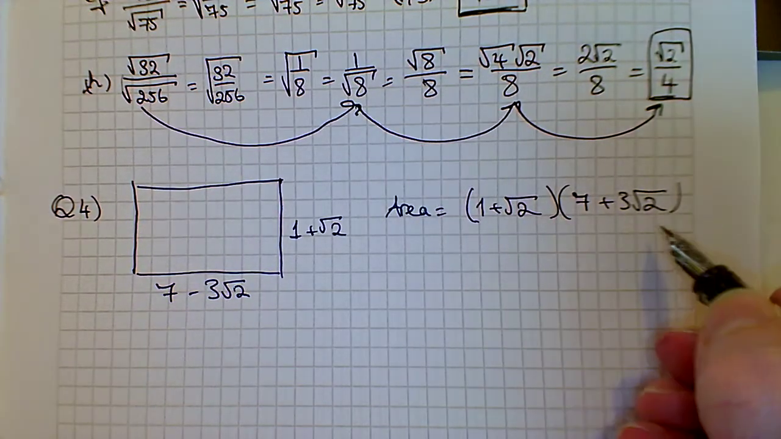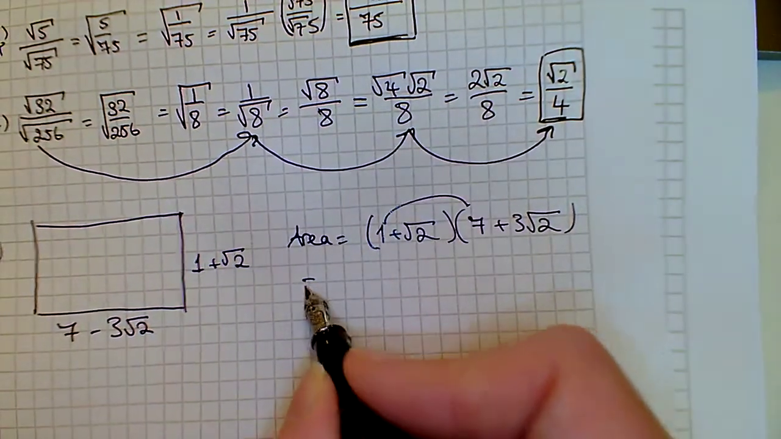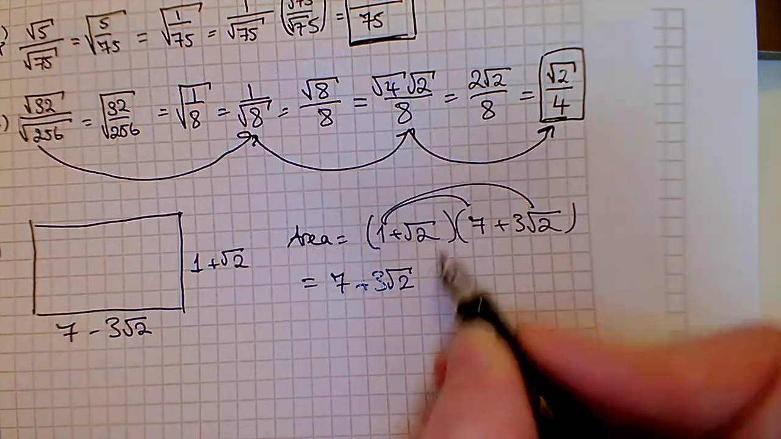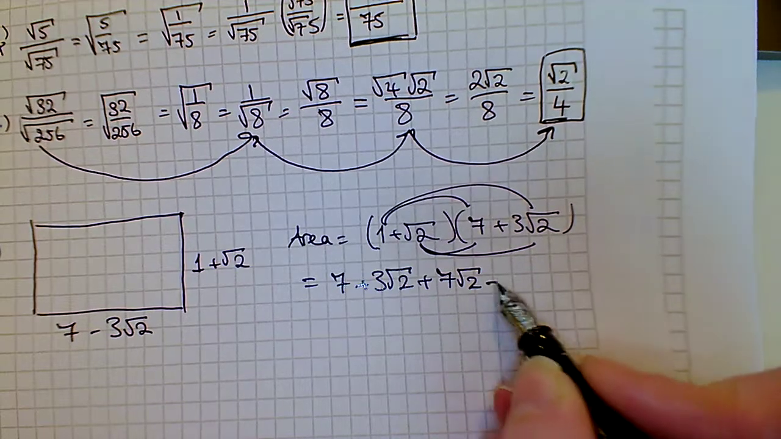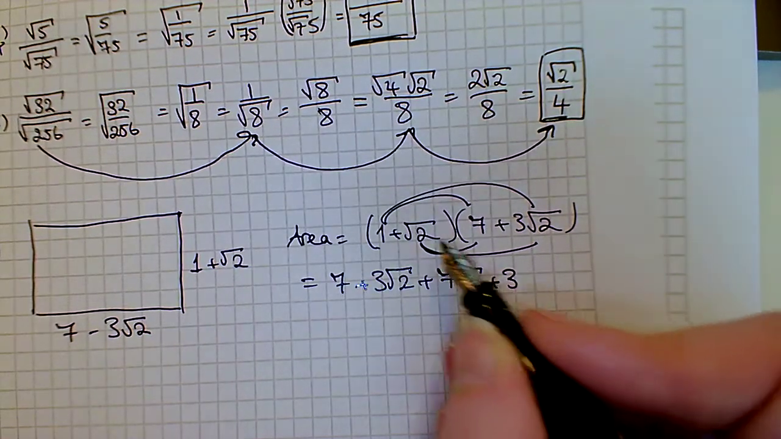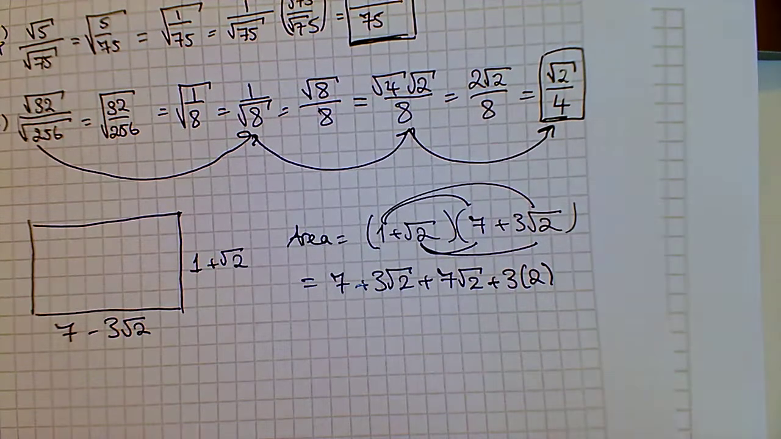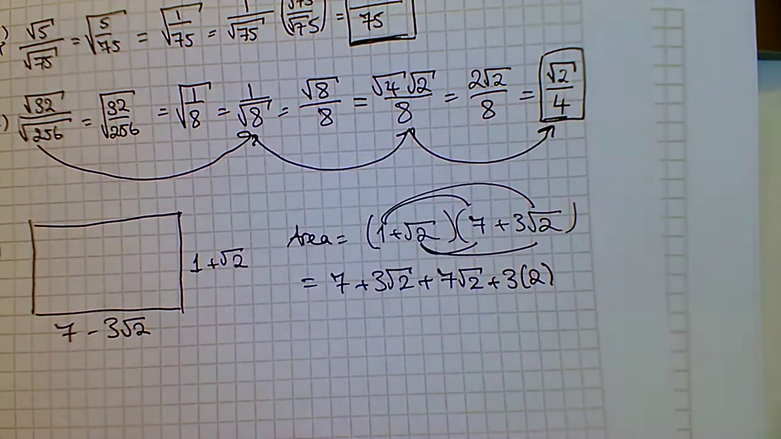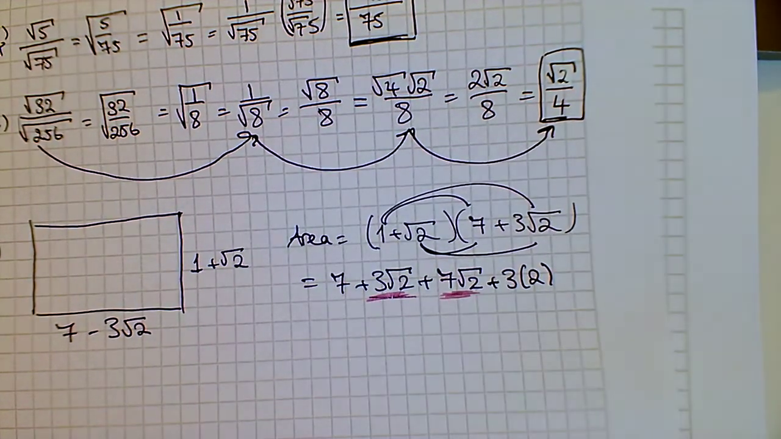So I just multiply out these brackets the same way I've always done with algebra. 1 times 7 gives me 7. 1 times 3 root 2 gives me 3 root 2. Root 2 times 7 is 7 root 2. And root 2 times 3 root 2 is 3 times 2, because root 2 by root 2 is going to give me 2, like that. Now, hopefully you can see we have what I keep calling like terms. We have the same radical here, which means I can add them together.